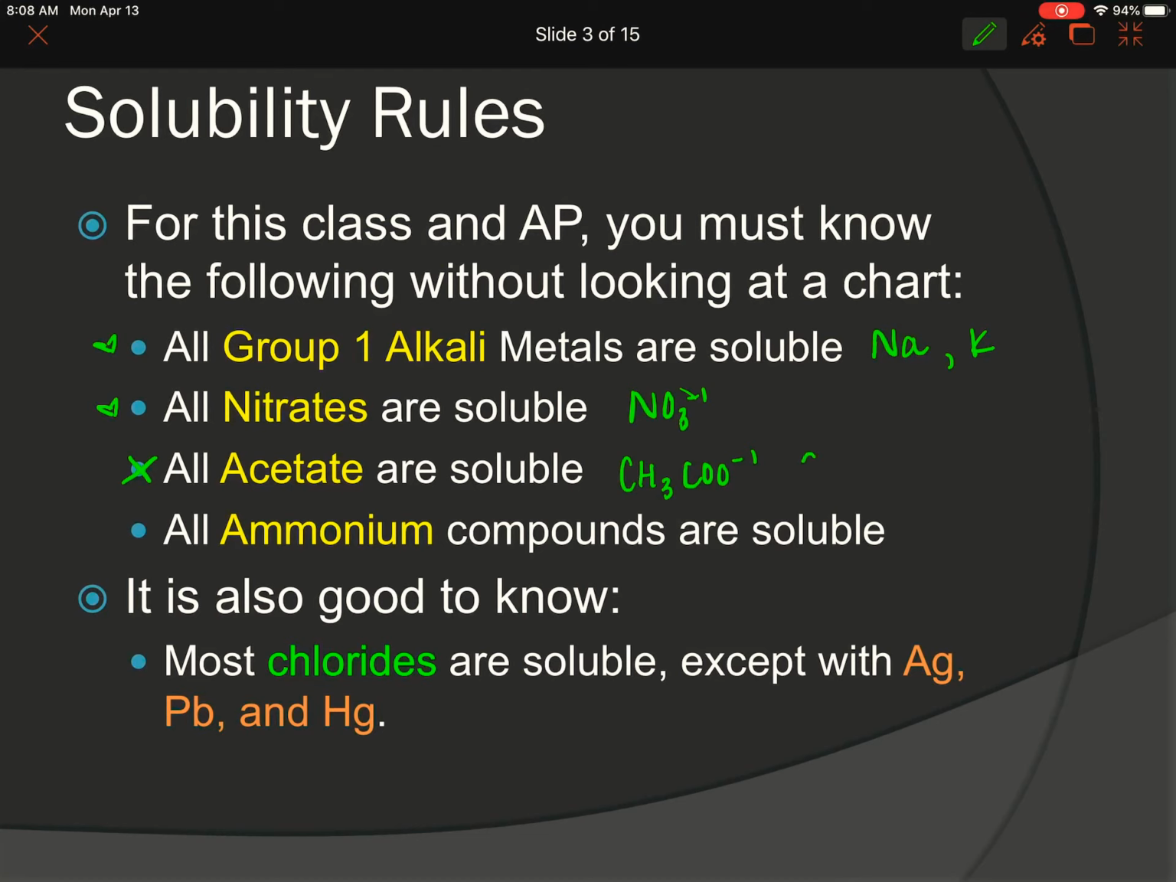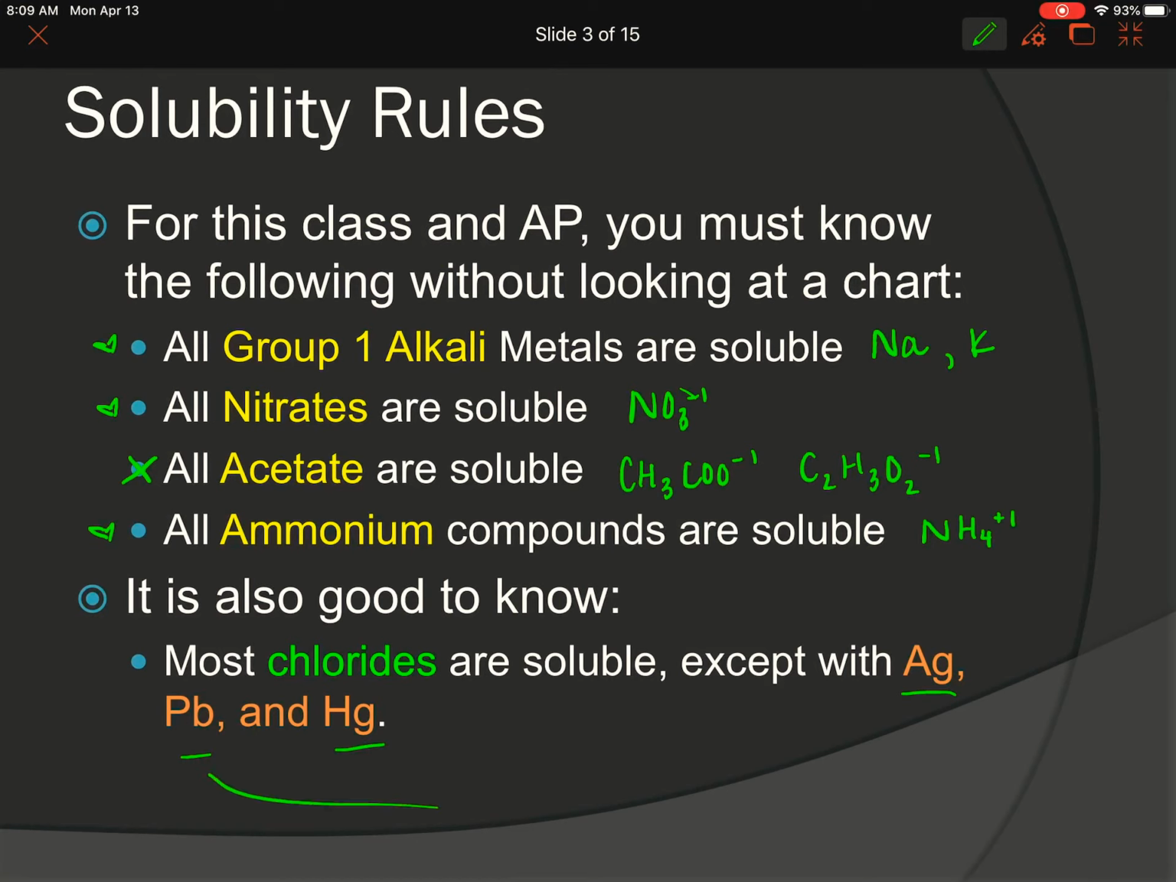This is the way that I learned in school, but now it's more common to see it written this way. It doesn't matter, it's the same thing, but any ionic compounds involving acetate are soluble, so that's just good to know. And then any ammonium compounds. Ammonium is your NH4 with a +1 charge. Those are going to be soluble, and the College Board does expect you to know this.